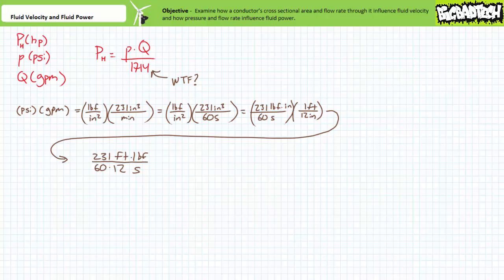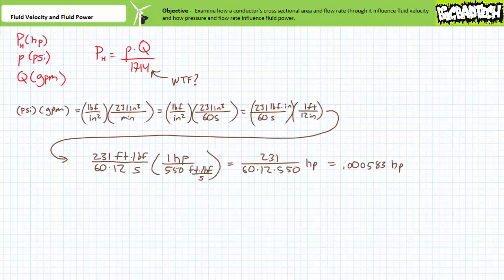Given we need to express this power value in horsepower, along comes another unit conversion. Given 1 horsepower is 550 foot-pounds force per second, we can express this as 231 over 60 times 12 times 550. What is 231 over 60 times 12 times 550? To be relatively precise, it's 0.000583. However, it's customarily expressed as 1 over 1714. Ta-da!